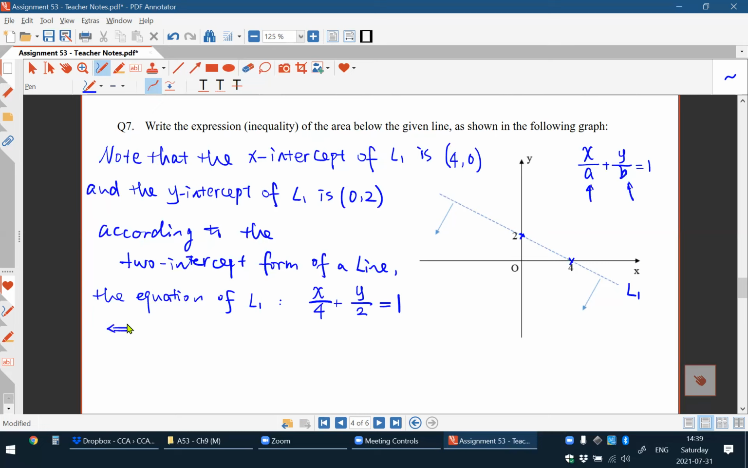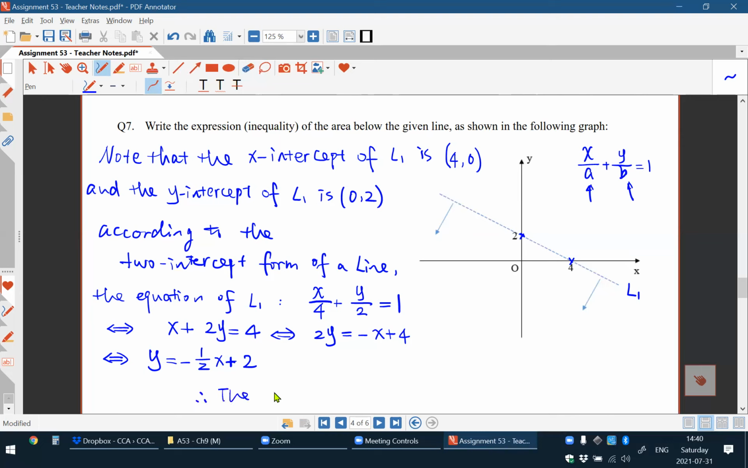This is equivalent to, remember, we need to separate x and y. So we can multiply both sides by 4, right? This is equivalent to x plus 2y equals 4, which is also equivalent to 2y equals minus x plus 4, which is y equals minus 1 over 2 x plus 2, right? Okay, so this means the equation of line 1 is y equals minus 1 over 2 x plus 2.